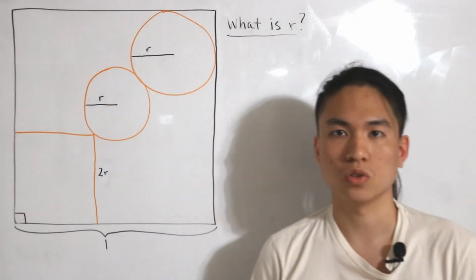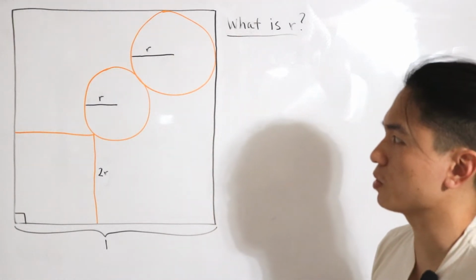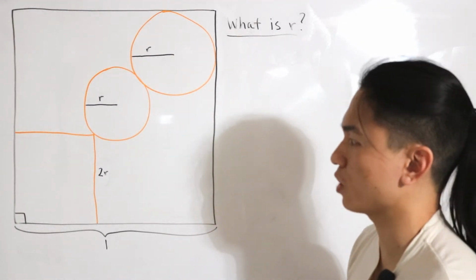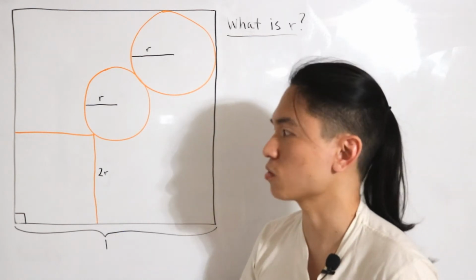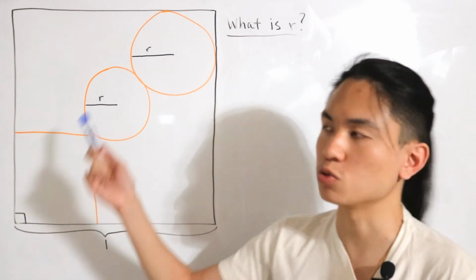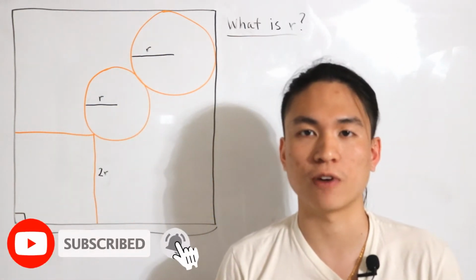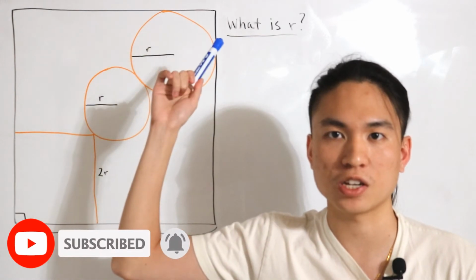Okay, so welcome back to another video. We have a little geometry problem here. We have a square with side length 1, and inscribed there we have another square with a side length of 2r, and then two circles with equal radius, we just call this r. What we want to find is: what is the value of r?